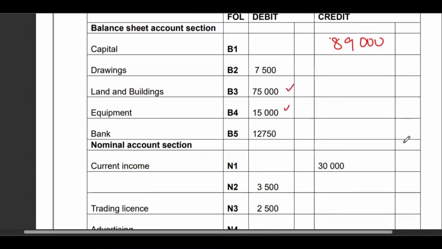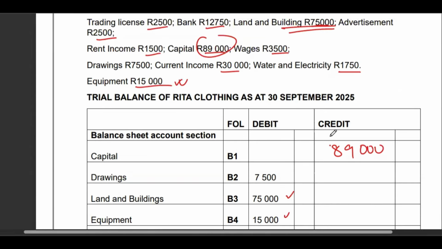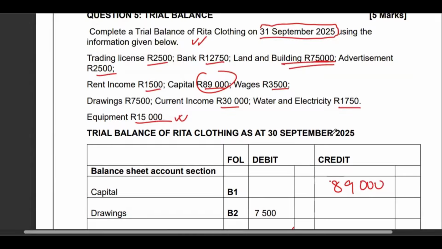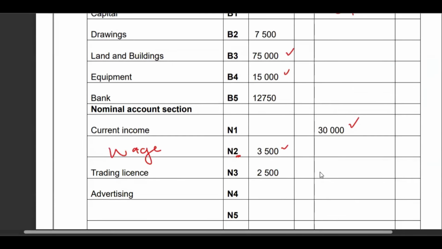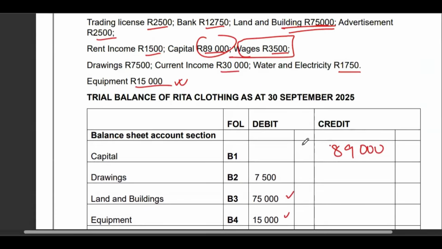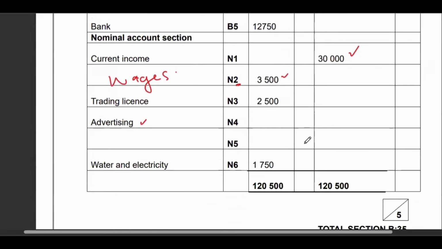And then in the minor account section, the current income is that. Then what is this N2 for the 3.5? So 3.5, where is it? It's the wages. Okay, so we're going to say this is going to be the wages. And then the advertisement for N4. Advertisement, I remember seeing a 2.5. So advertisement is going to be a 2.5. Okay, but where are we going to put the 2.5? Yes, it's under the debit as well.